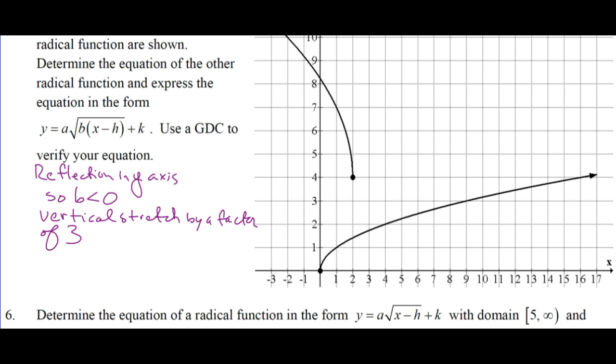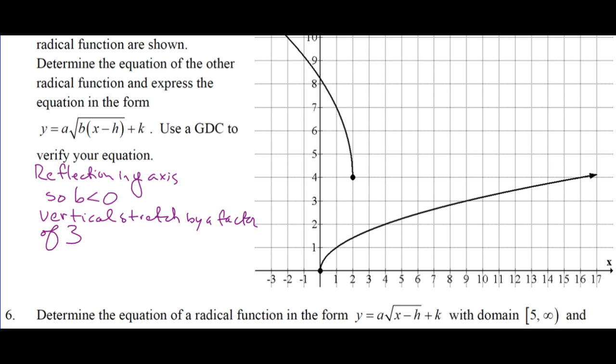It's reflected in the y-axis, so we know b is less than 0. We'll make our b value negative 1, and we'll do a vertical stretch by a factor of 3. There are no other stretches, right? You either do a vertical stretch or a horizontal one. So we're doing a vertical stretch. We got all the stretches, and we got all the reflections.